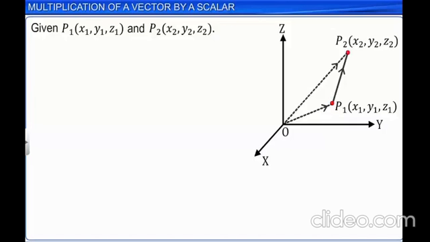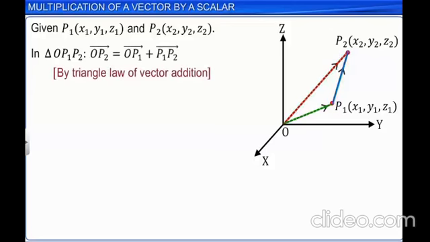Applying the triangle law of vector addition in triangle OP1P2, we have vector OP2 is equal to vector OP1 plus vector P1P2. On rearranging the terms in the equation, we get vector P1P2 is equal to vector OP2 minus vector OP1. Let this be equation 1.